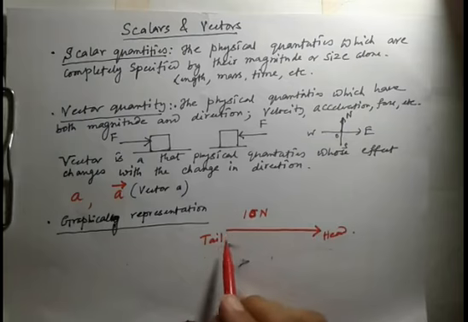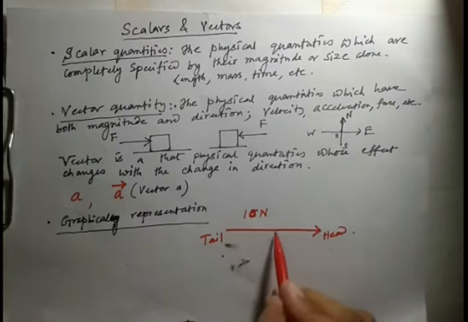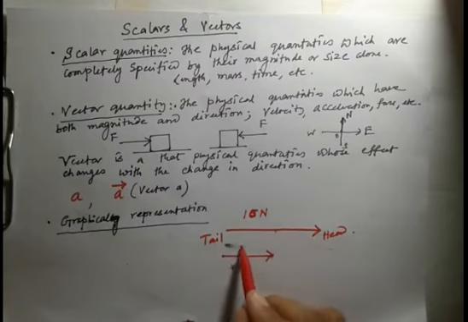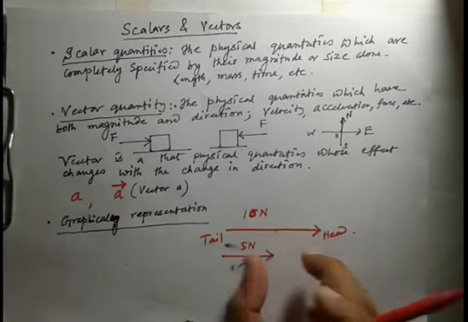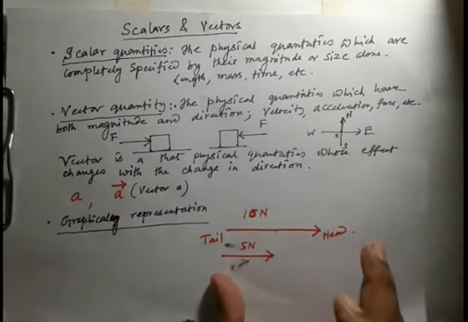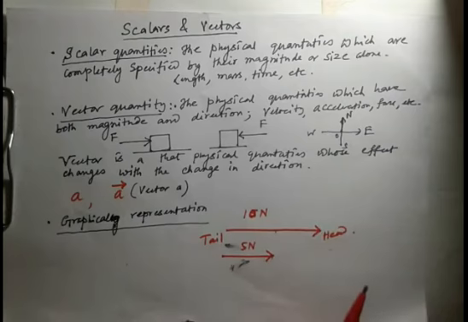Now if I say 5 Newton force, then it will be exactly half of this one, like this. If I say 2.5 Newton force, then it will be half of that. If I say 15 Newton force, then you add to this one and it becomes 15 Newton force. This is the method to represent a vector graphically. If the 5 Newton force is acting in the opposite direction, then it will be drawn like this, 5 Newton in the opposite direction.